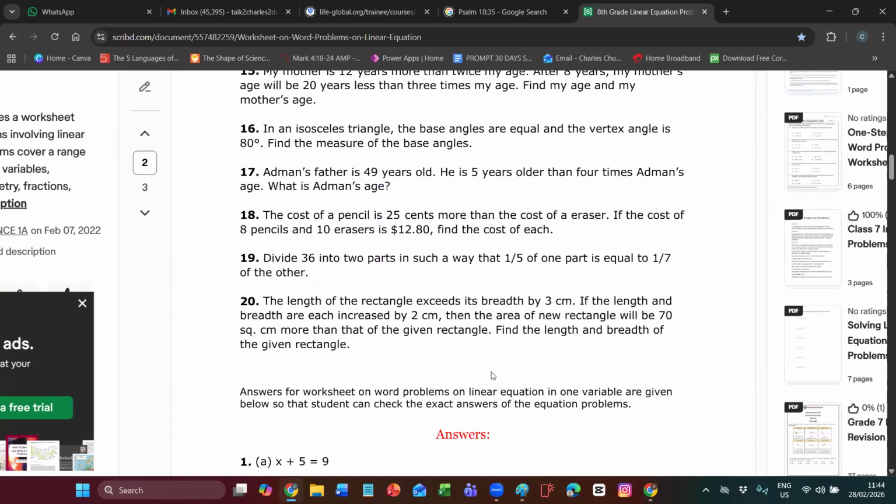Okay, all right. So the next one is 18. The cost of a pencil is 25 cents more than the cost of an eraser. If the cost of 8 pencils and 10 erasers is $12.80, find the cost of each. That means they want us to find the cost of each pencil and the cost of each eraser. So how would you solve this question?